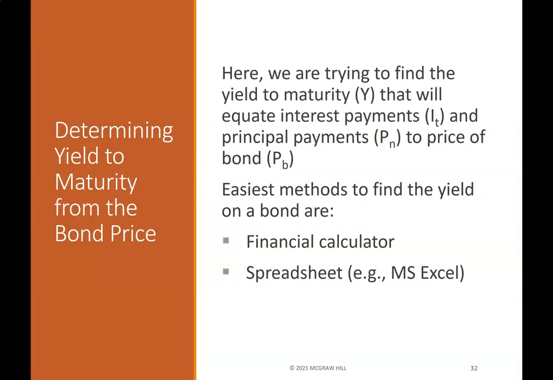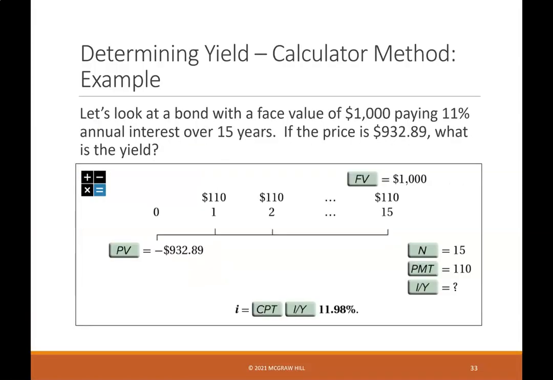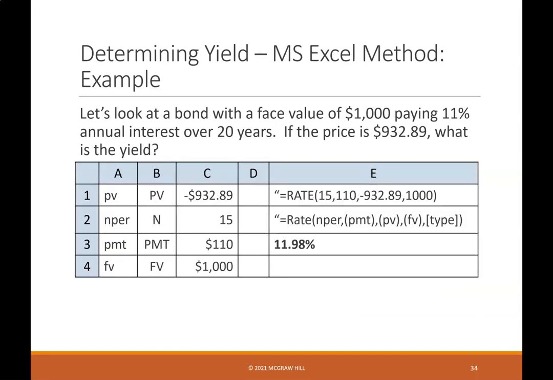Determining yield to maturity from the bond price. Here we are trying to find the yield to maturity, Y, that will equate interest payments and principal payments to the price of the bond. Easiest methods to find the yield on a bond are a financial calculator or Excel. Determining yield, calculator method. We're actually going to use the Excel method.